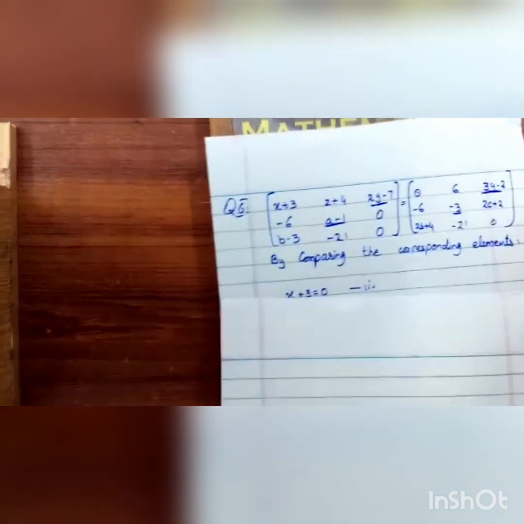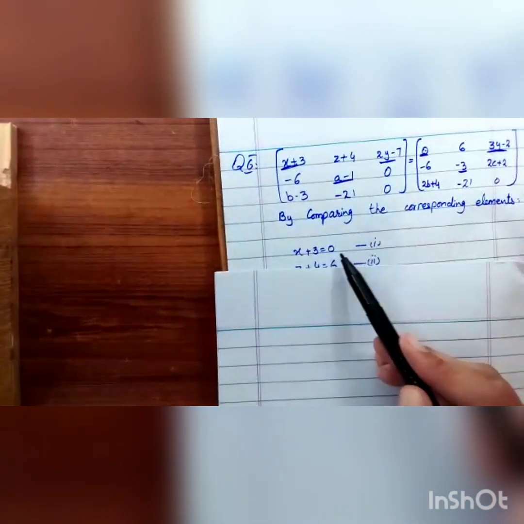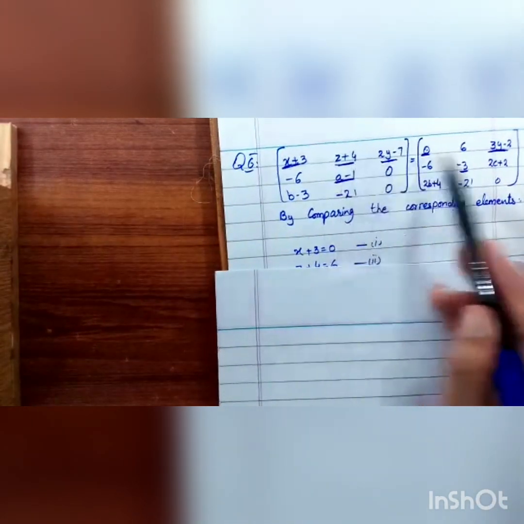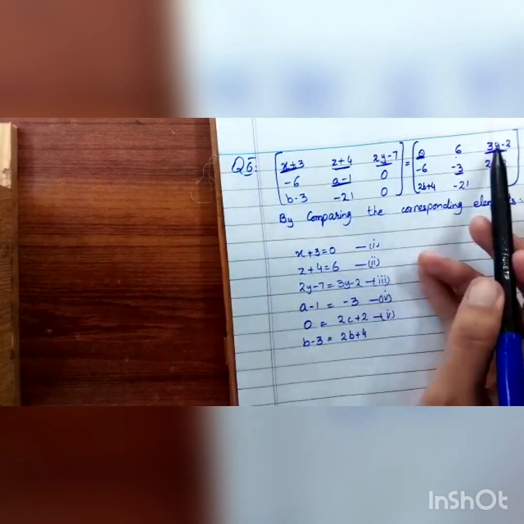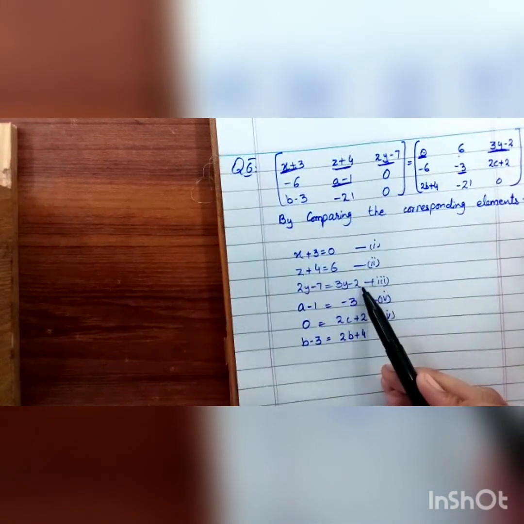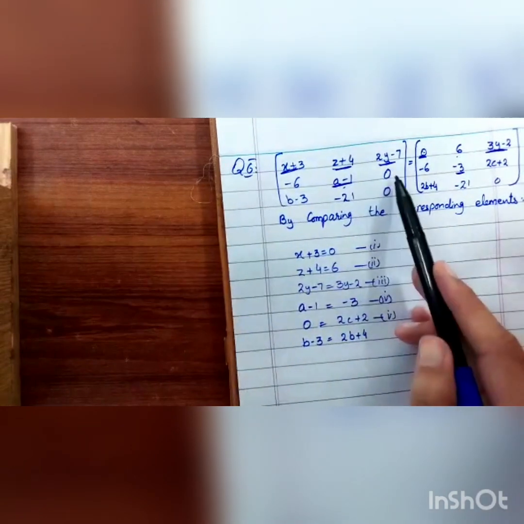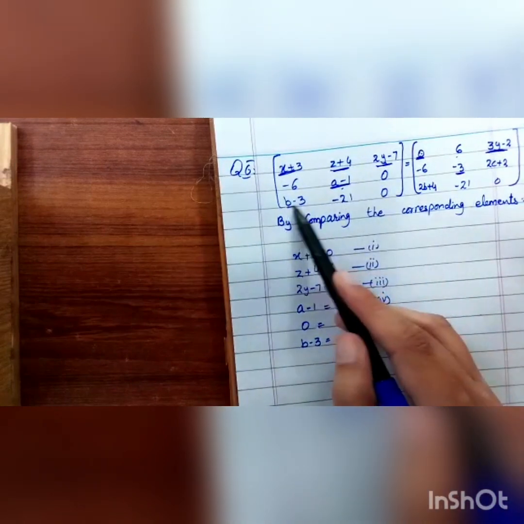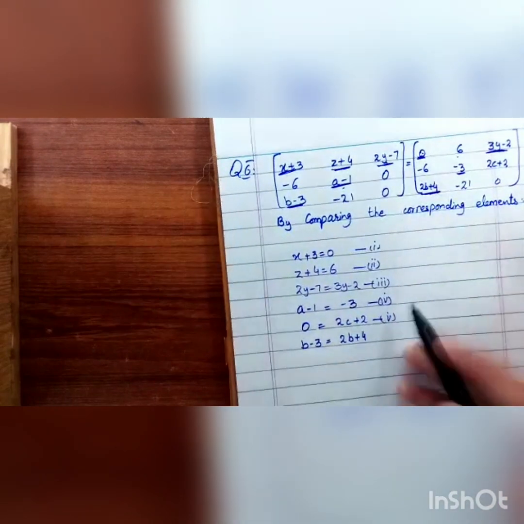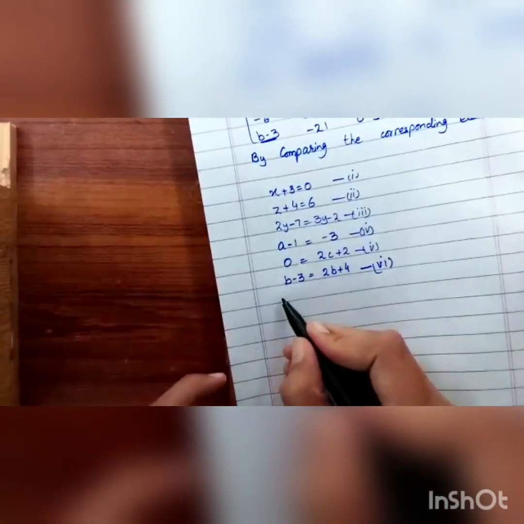So we have mentioned that x plus 3 is equal to 0 in equation 1. Similarly, z plus 4 is equal to 6 in equation 2. Then 2y minus 7 is equal to 3y minus 2, this is equation number 3. a minus 1 is equal to minus 3, equation 4. 0 is equal to 2c plus 2 is equation 5. And b minus 3 is equal to 2b plus 4, this is equation number 6. Okay, now we will solve it one by one.